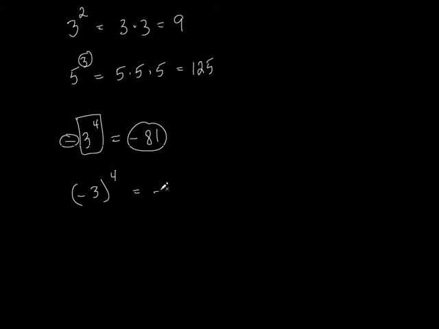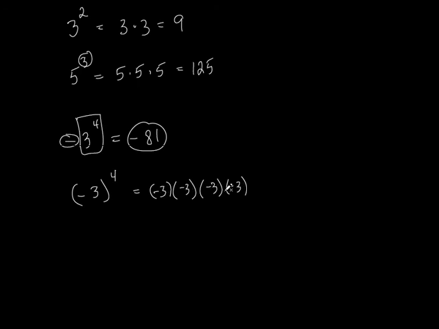So what we're doing is this. You don't have to write all this out, but I'm going to just to show you what's going on. So we're taking negative 3 to the 4th power. So we take negative 3 and multiply it by itself 4 times. You see that? 1, 2, 3, 4 of them. So it's negative, negative, negative, negative.